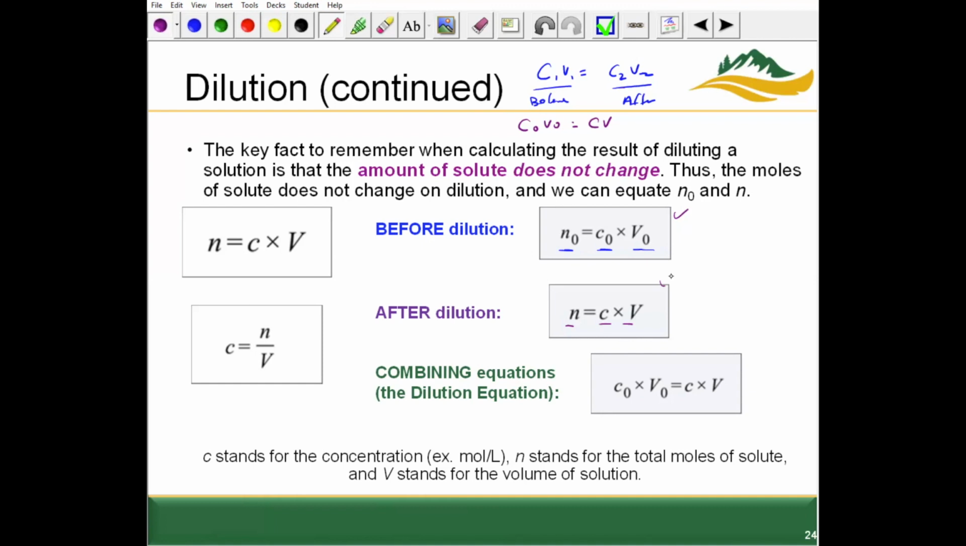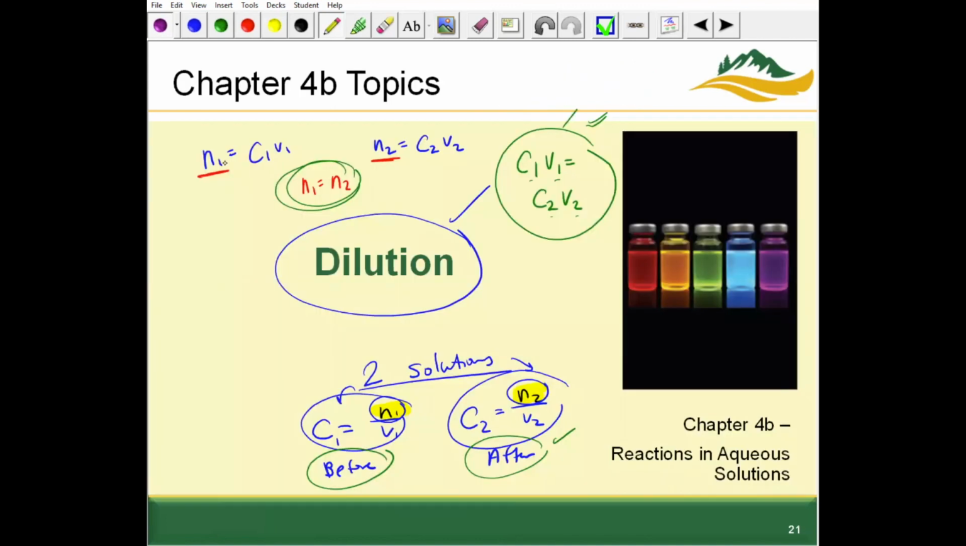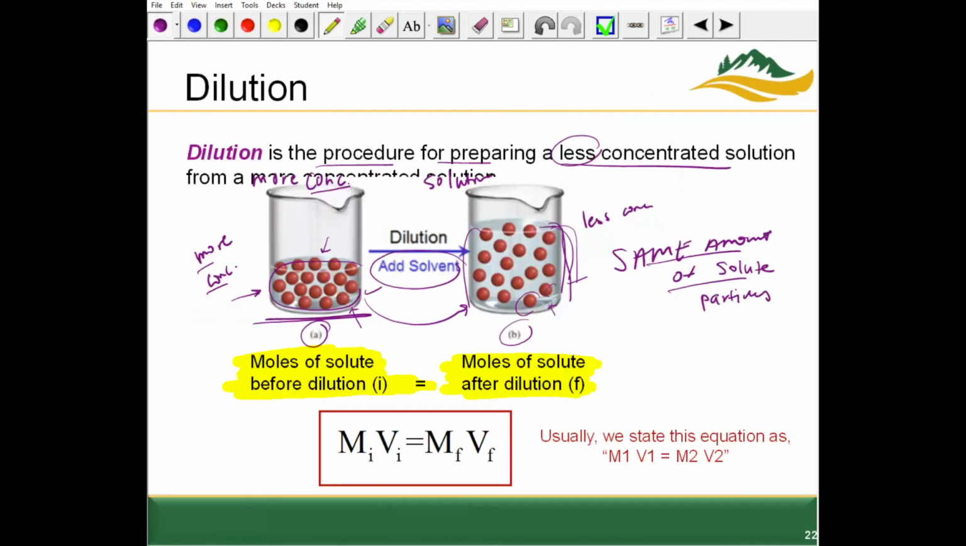I'll show you even a different way we can represent C1 and V1 and C2 and V2. So this is saying what I showed here, where the number of moles is equal before and after dilution. So we can end up equating these to get this sort of formula. This came from this visual here, where the number of moles of the stock solution does not change when it gets diluted. So number of moles is the same.